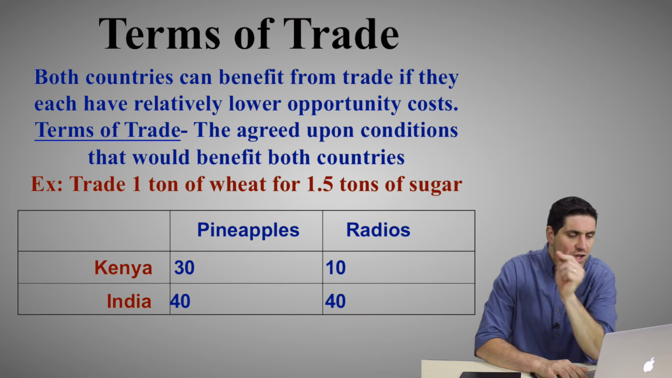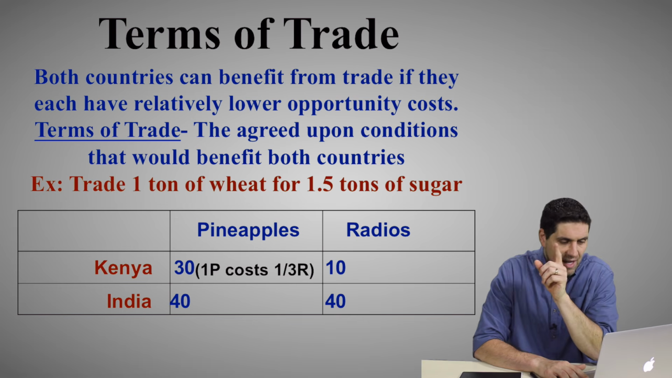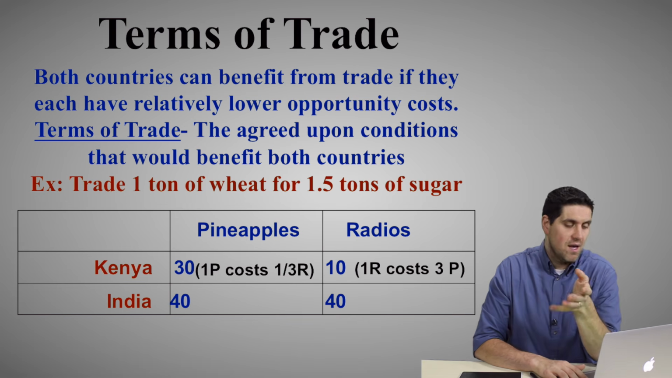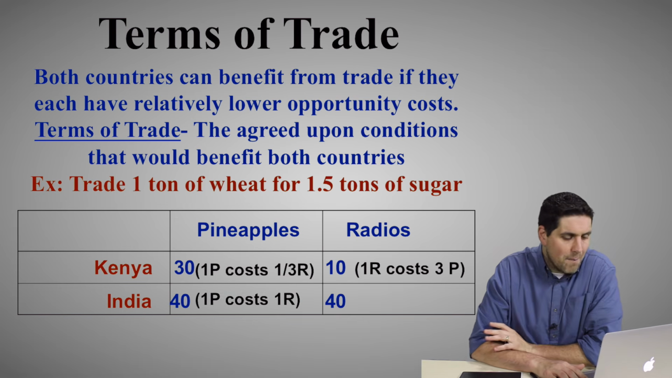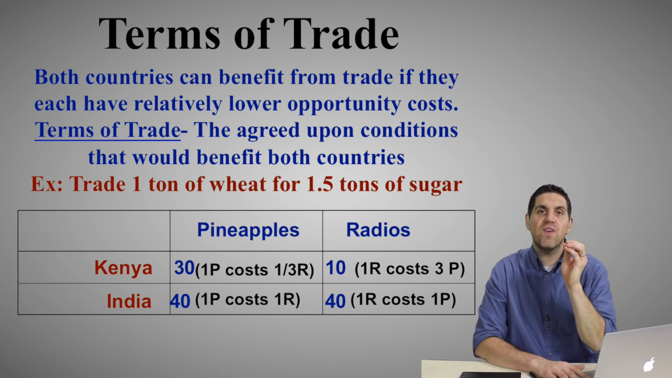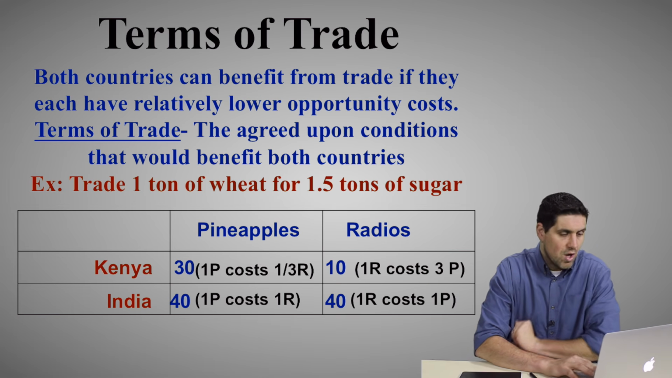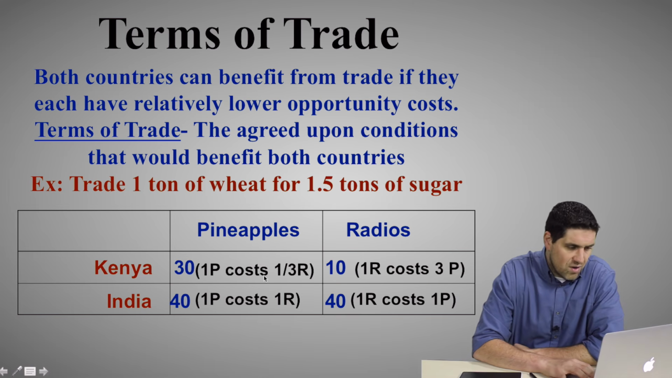For Kenya, each one of those pineapples costs 1/3 of a radio they gave up. Right, and each one of the radios costs 3 pineapples. Now India is pretty easy. 1 pineapple costs 1 radio, and 1 radio costs 1 pineapple. Now that we're there, it's time to figure out who has a comparative advantage, who has a lower opportunity cost. And it's easy because you have the numbers, right? Pineapples, 1/3. For Kenya, it costs 1/3 of a radio.